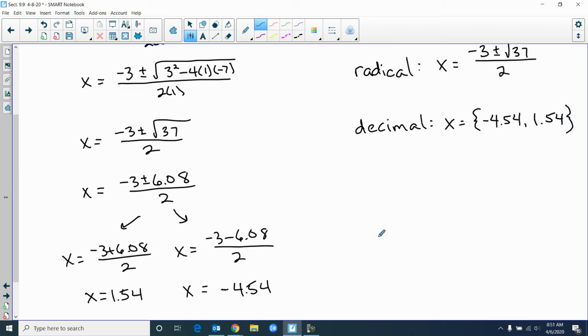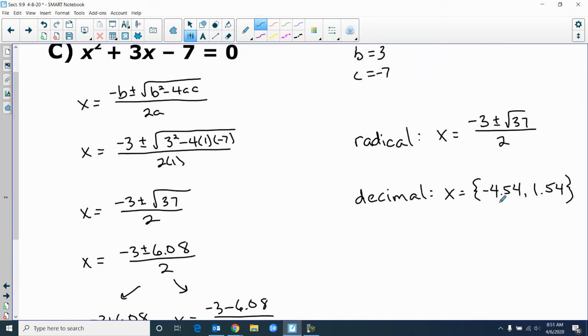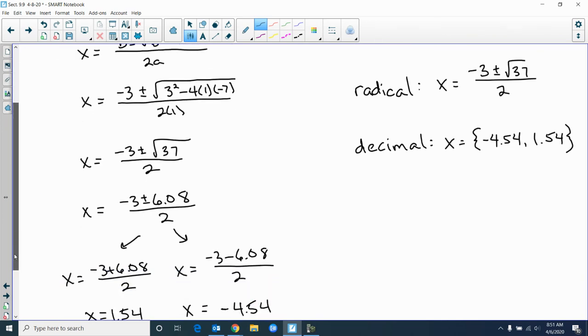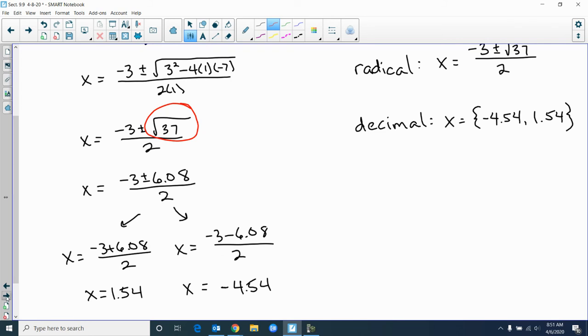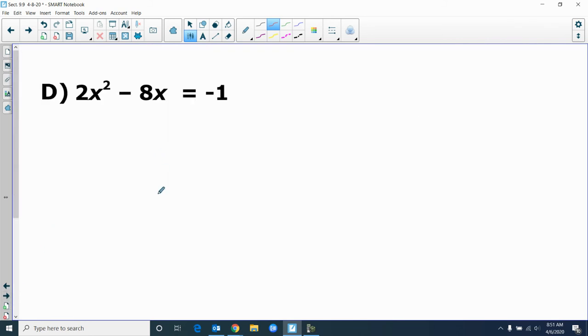So you got a radical answer and you got a decimal answer, only when the square root of the number is not a whole number. If that comes out to a nice number, then we will just have either whole numbers or fractions. We will not have a radical answer. Now let's do one more with a radical and a decimal answer.